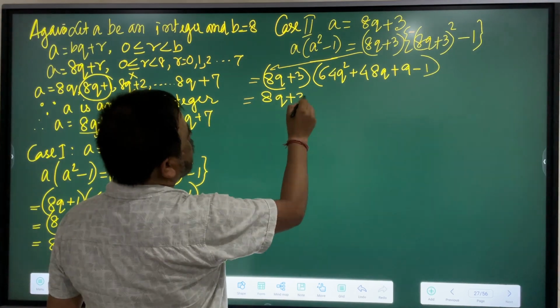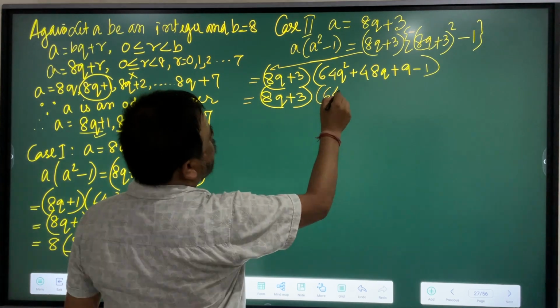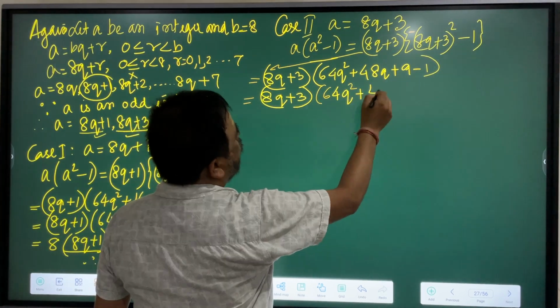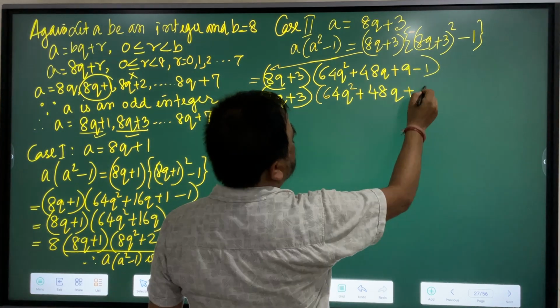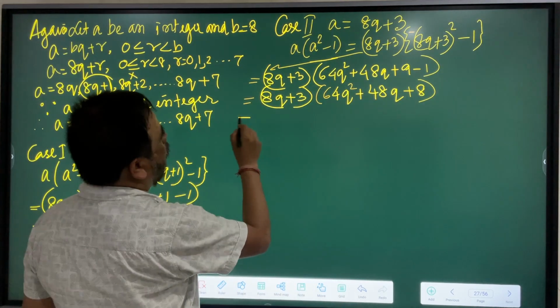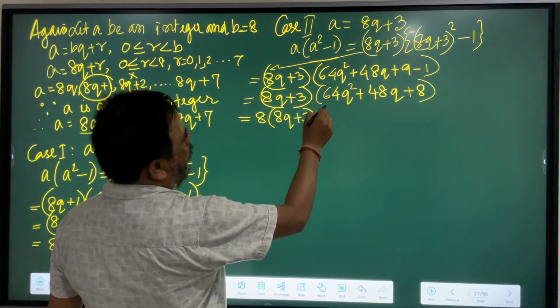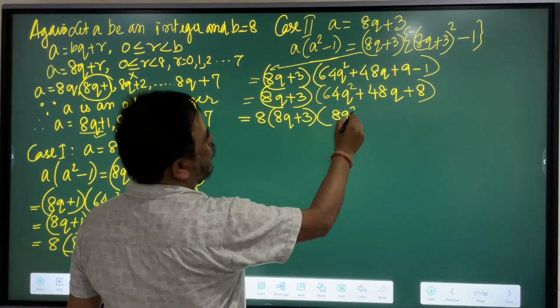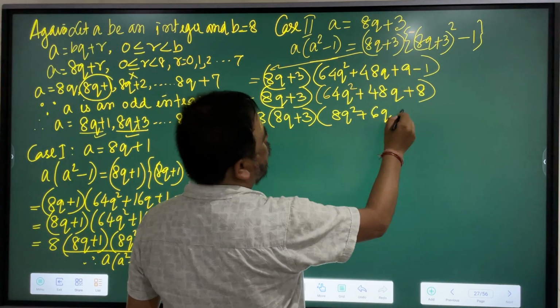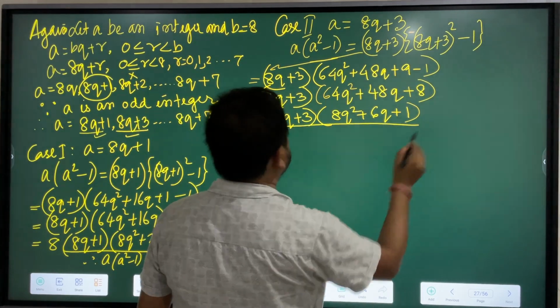So 8q plus 3 into 64q square plus 48q plus 8. We can take 8 common. 8 8s are 64, 8 6s are 48, 8 1s are 8. So it is 8 into something.